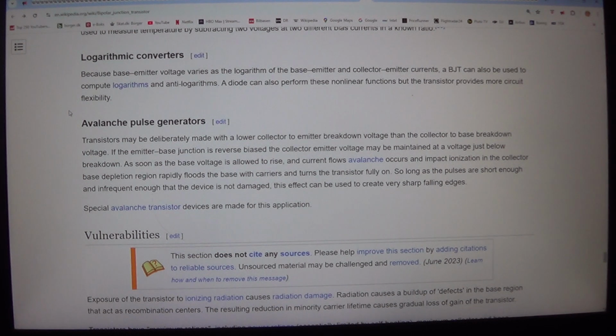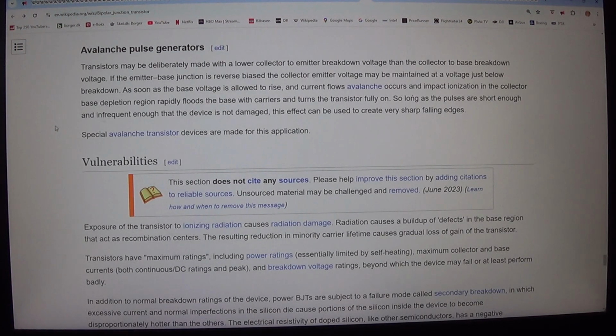Avalanche pulse generators, edit. Transistors may be deliberately made with a lower collector-to-emitter breakdown voltage than the collector-to-base breakdown voltage. If the emitter-base junction is reverse biased, the collector-emitter voltage may be maintained at a voltage just below breakdown. As soon as the base voltage is allowed to rise, and current flows, avalanche occurs and impact ionization in the collector-base depletion region rapidly floods the base with carriers and turns the transistor fully on. So long as the pulses are short enough and infrequent enough that the device is not damaged, this effect can be used to create very sharp falling edges. Special avalanche transistor devices are made for this application.